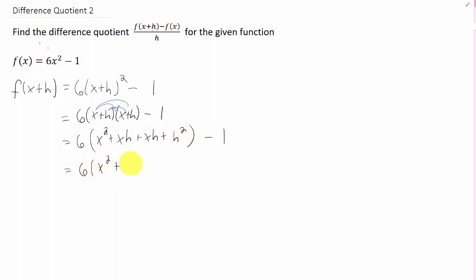I am just going to combine my like terms. I have two xh's inside these parentheses. And I'm going to distribute this 6 through the parentheses. Okay, we were given f of x. Now we found and simplified our f of x plus h. Let's plug both of these into our formula for our difference quotient.